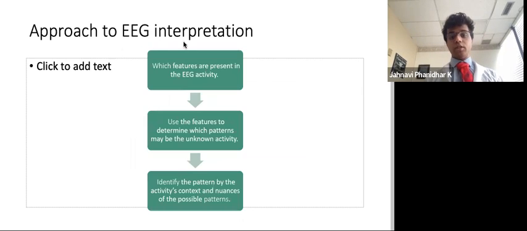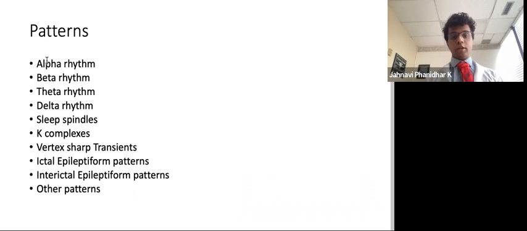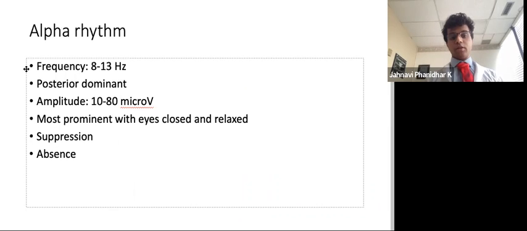So the approach to EEG interpretation is, we have to consider the EEG and see which features are present in the EEG activity, and use the features to determine which patterns may be representing this unknown activity. And we use these patterns and consider the patient's context and decide which patterns may be useful for differentiating the diagnosis. We will go through a list of the common patterns. There are many other patterns, but due to time constraints, we will go only through a few.